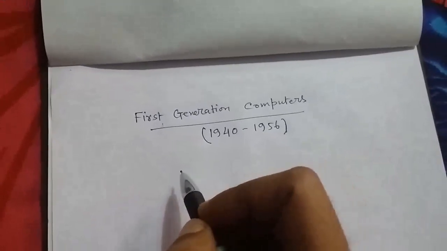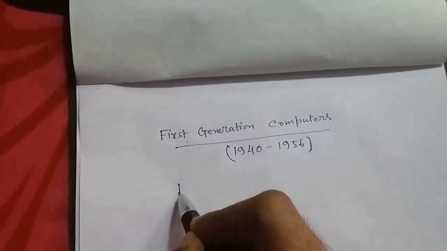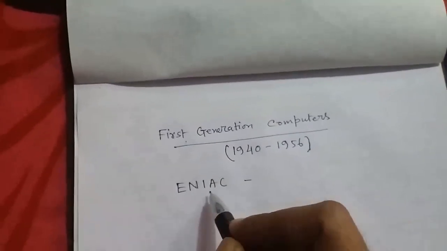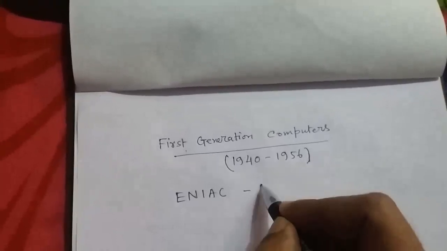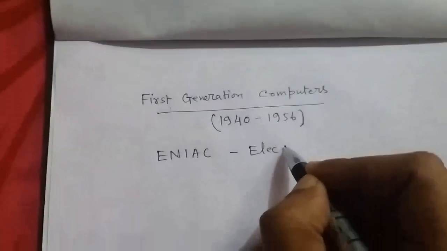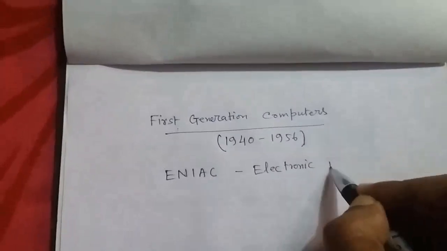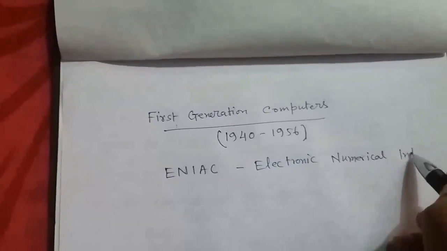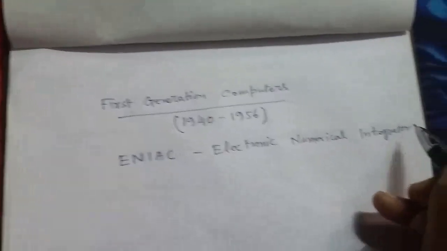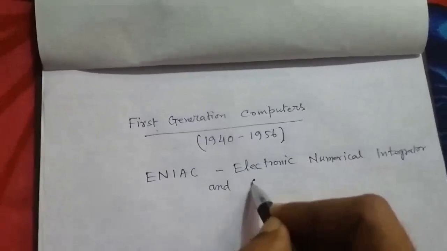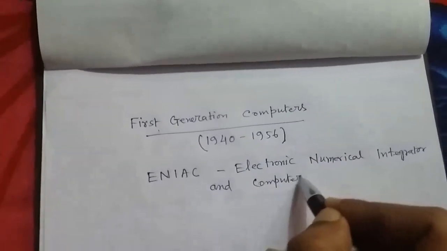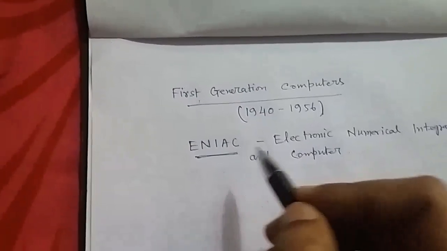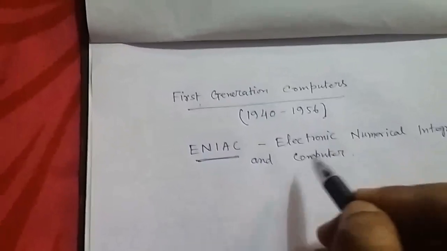In this generation, computers started with ENIAC. ENIAC is an abbreviation. The full form is Electronic Numerical Integrator and Computer. This ENIAC was the first fully operational electronic and general purpose computer.